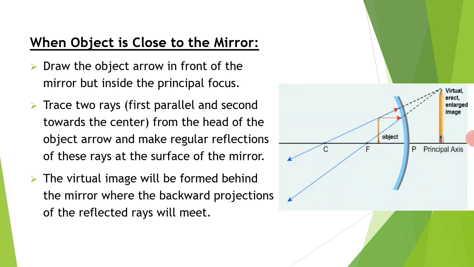Now, the second case is when the object is close to the mirror. Draw the object arrow in front of the mirror but inside the principal focus. Trace two rays from the head of the object, the first parallel and the second toward the center C, and make regular reflections as we made earlier of these rays at the surface of the mirror. The virtual image will form behind the mirror where the backward projections of the reflected rays meet. So when the object is far away, the image will be real or virtual, but when the object is close to the mirror, the image is always virtual.